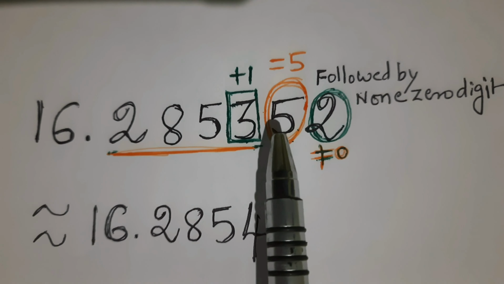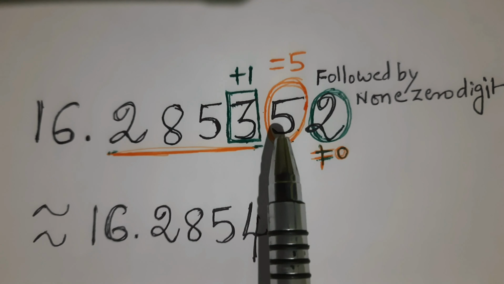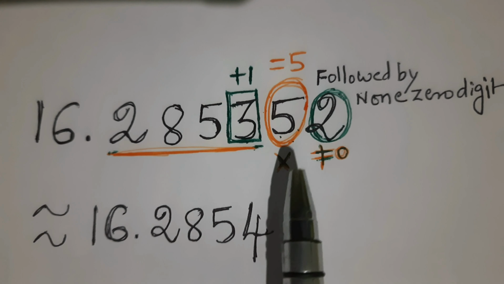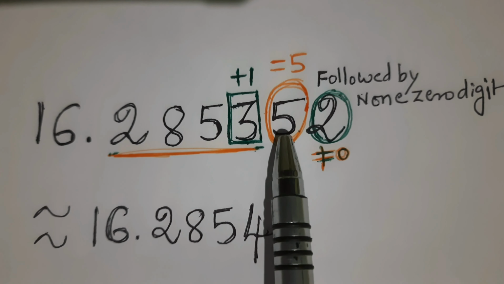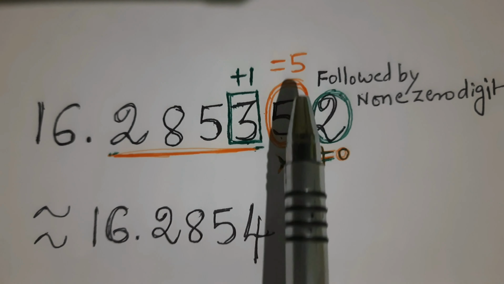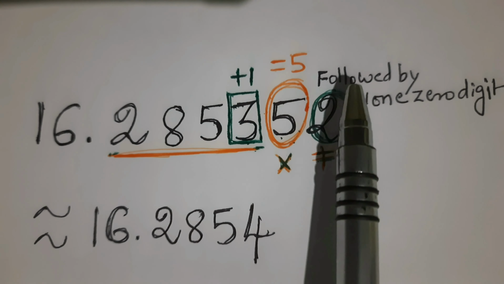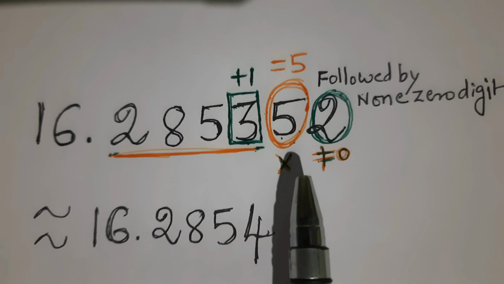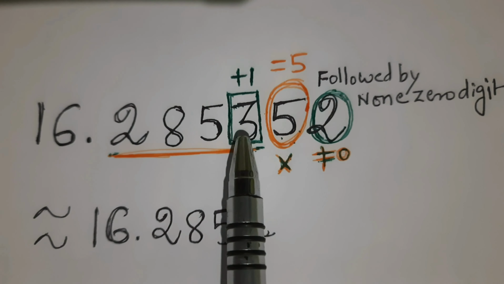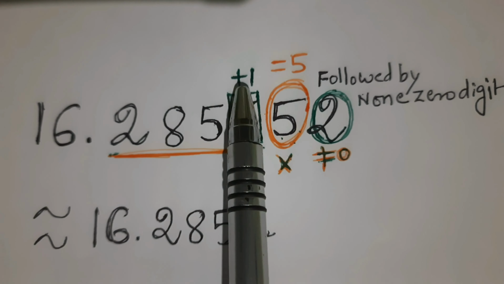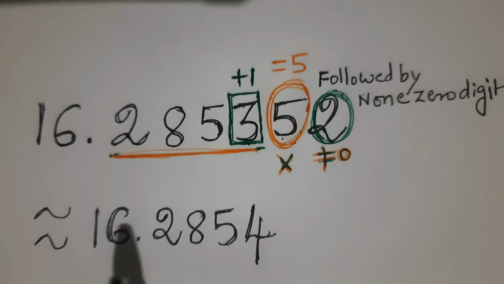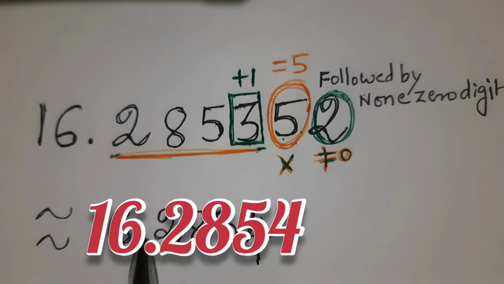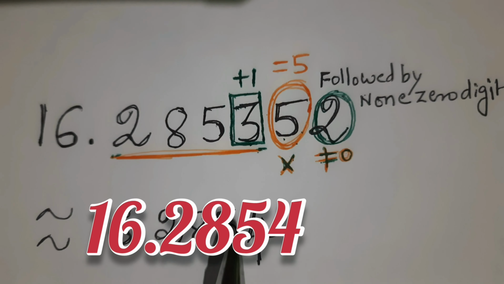Therefore, the digit in the 5th decimal place should be dropped. So, this digit should be dropped. Also, this digit is equal to 5 and followed by non-zero digit 2. Then by case 3, this preceding digit 3 is increased by 1. Hence, we can round off this number as 16.2854.